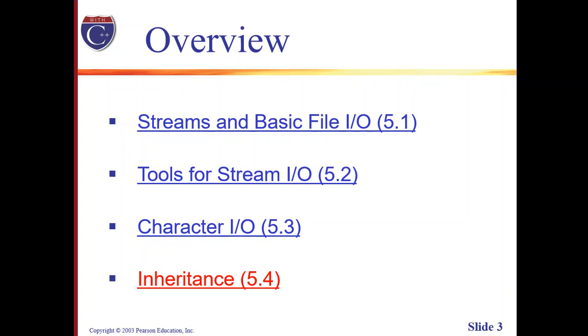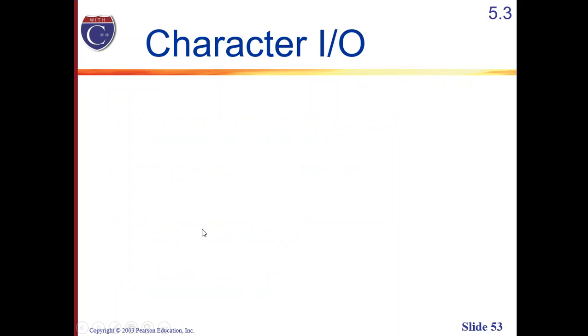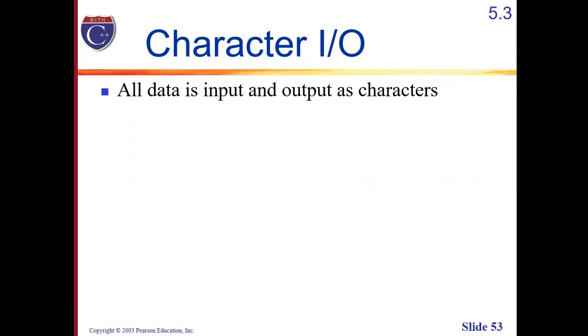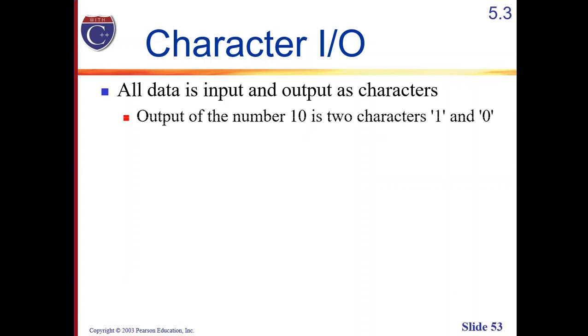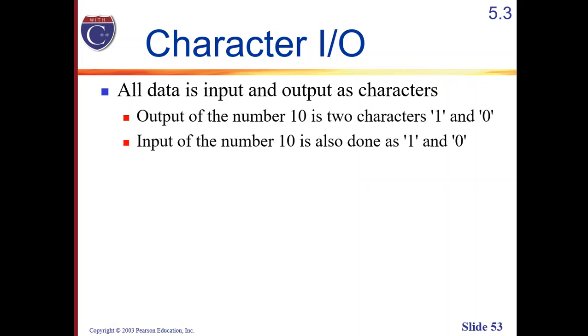We will now proceed to the next topic, which is character I/O. In C++, all data is interpreted as input and output as characters. For example, the output of the number 10 is interpreted as two characters, 1 and 0. Also, an input of the number 10 is also done as 1 and 0.